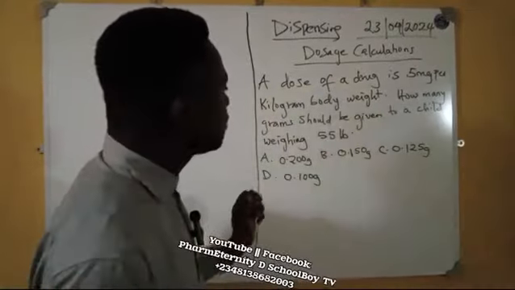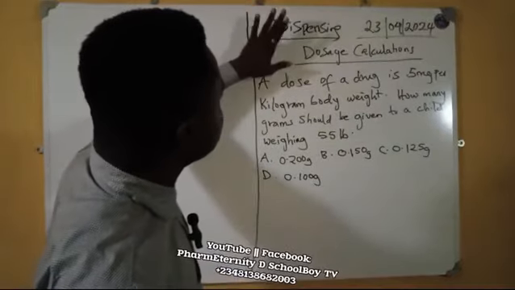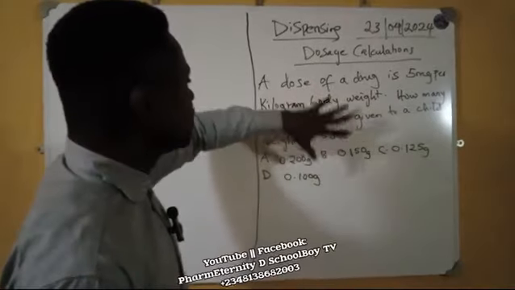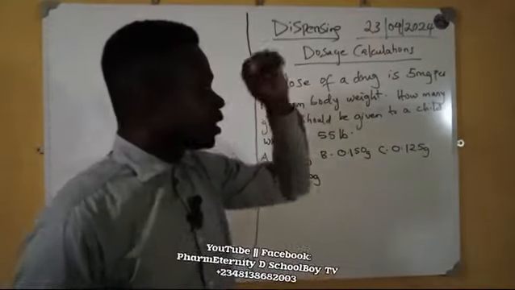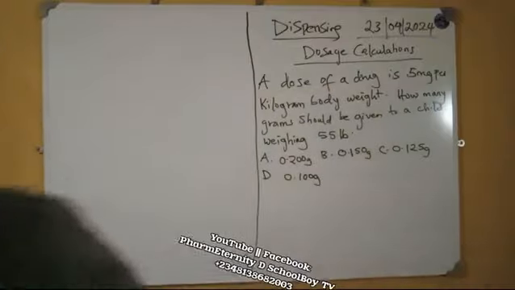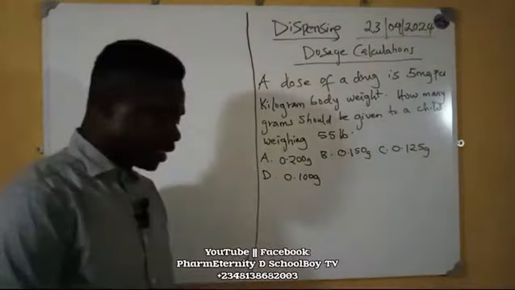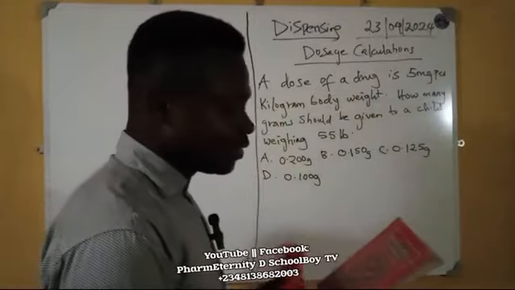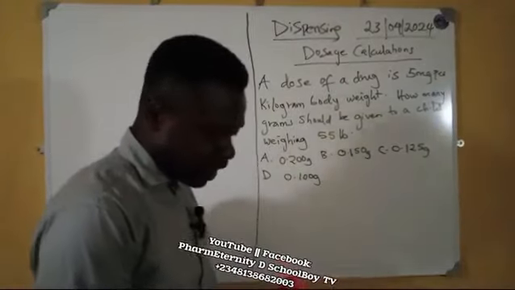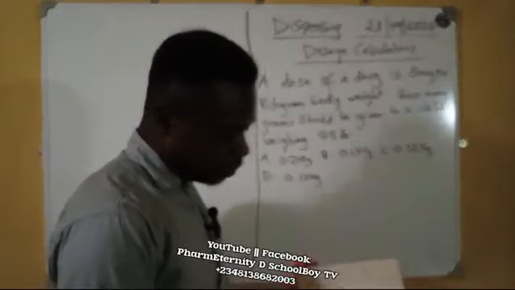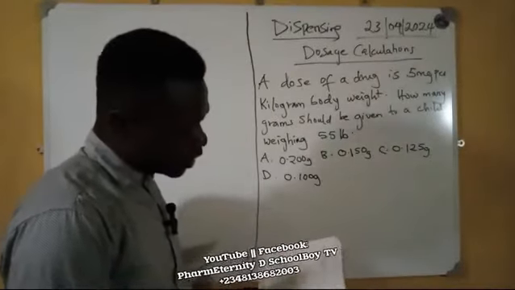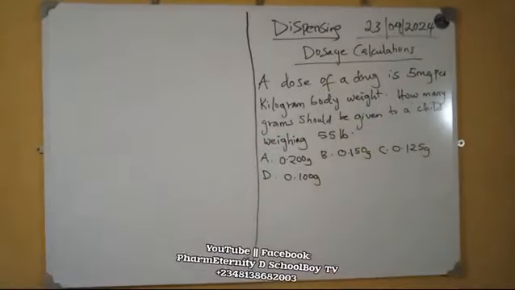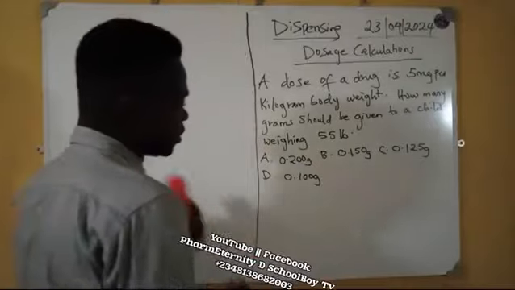As I said before, this is dispensing and the topic is dosage calculations. The question is taken from the book Pharmaceutical Dispensing, 1000 Objective Questions with Answers by Vincent C. Okore, PhD, 2001 edition, and this is question number 236. Okay, now let's solve this question. Solution.